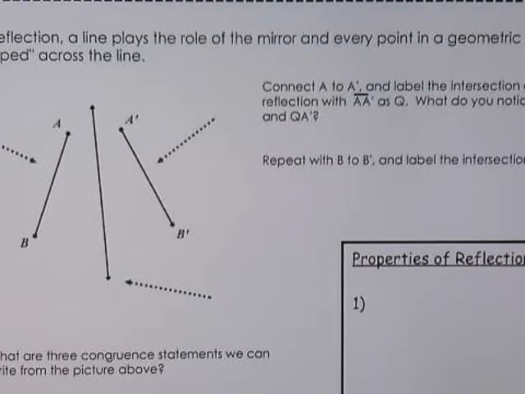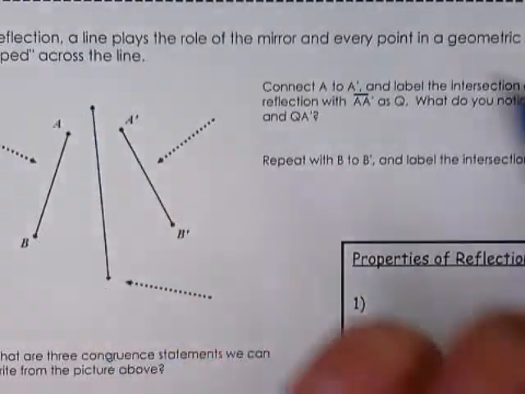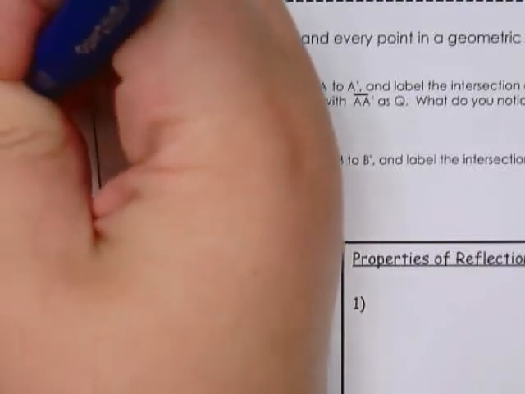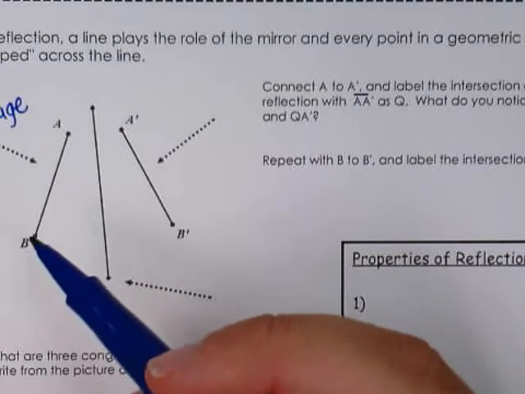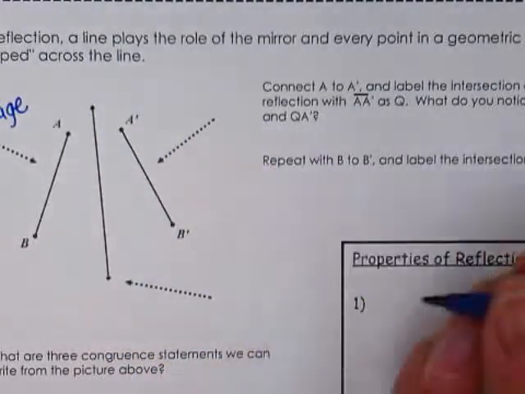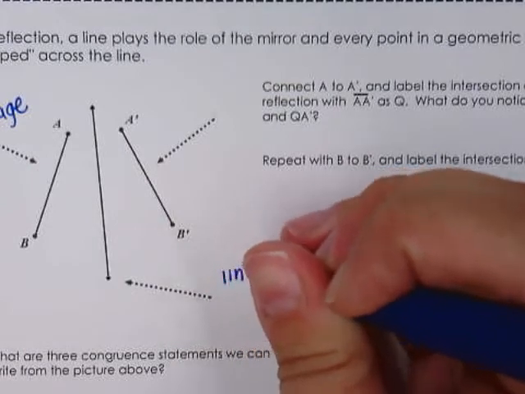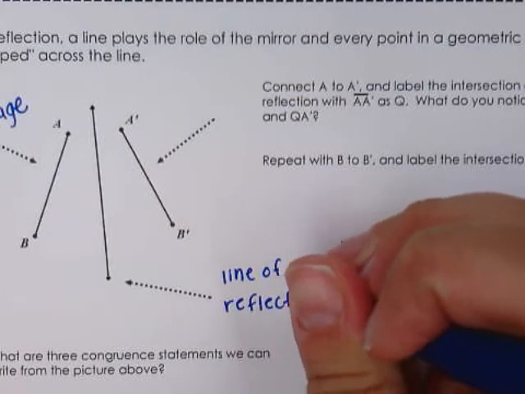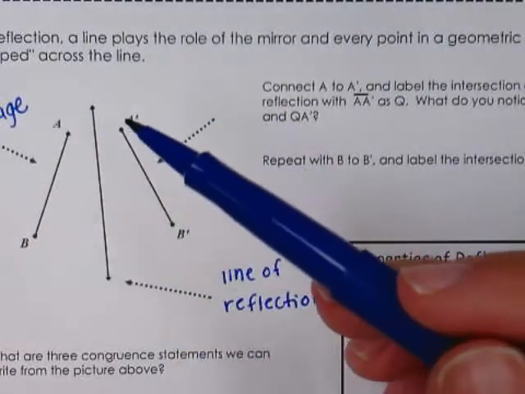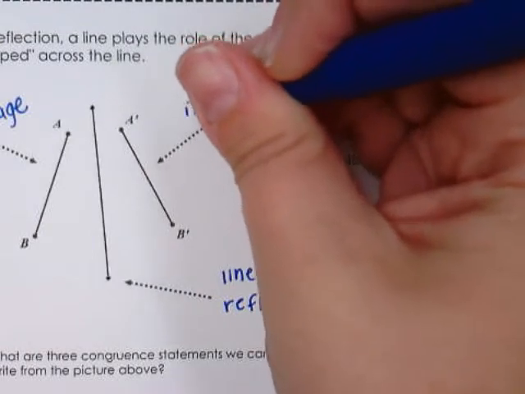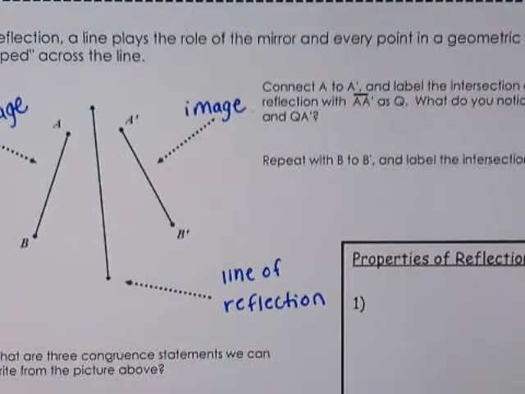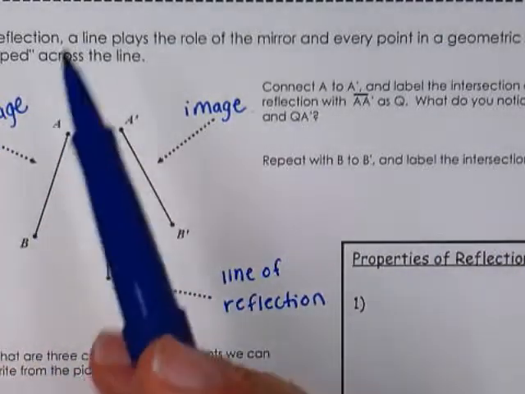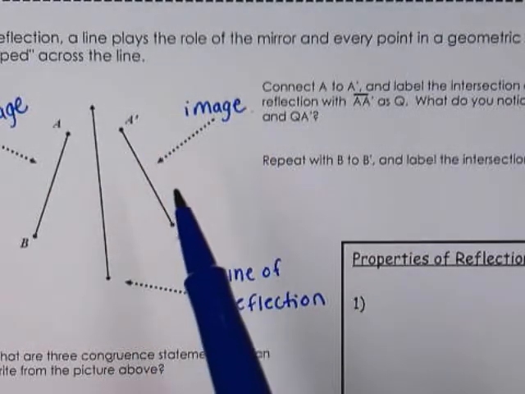And now for some vocabulary. AB is the line that we started with, and we call this the pre-image. The pre-image is what we start with. And then we mirror it over what's called the line of reflection. That's what it reflects over. And after we reflect it, it becomes what we call the image. So we have the pre-image where we start, the line of reflection that we mirror across, and the image itself.